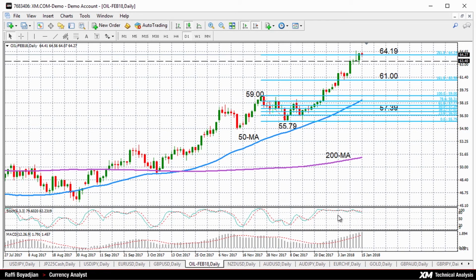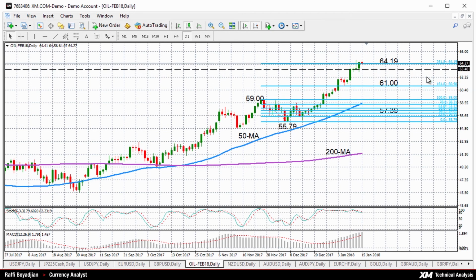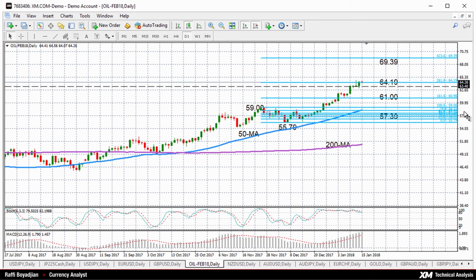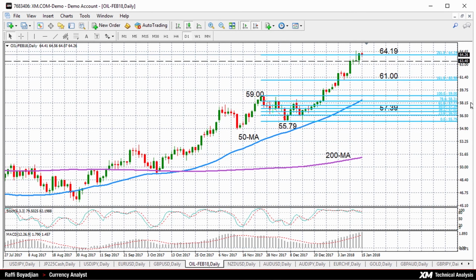In fact, it's held within overbought territory. But one thing is for sure, it does appear to have run out of steam at the moment. You can see the 261.8% Fibonacci of the down leg from 59 to 55.79, around 64.19. So this is proving a bit of a resistance area at the moment. A successful breach of that level could drive it towards the 423.6% Fibonacci at 69.39, and then a break above that level would take it to the key 70 handle.